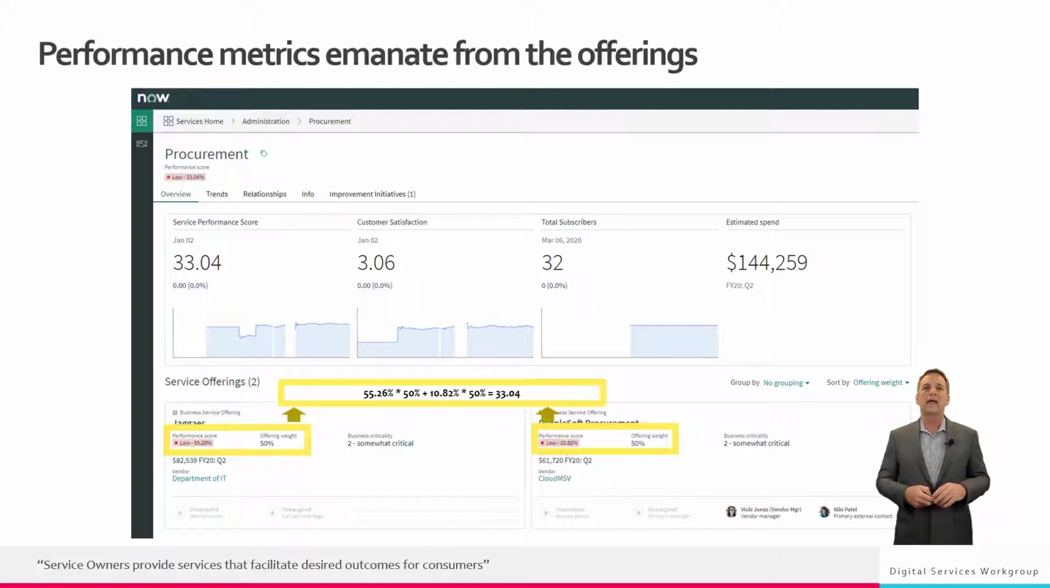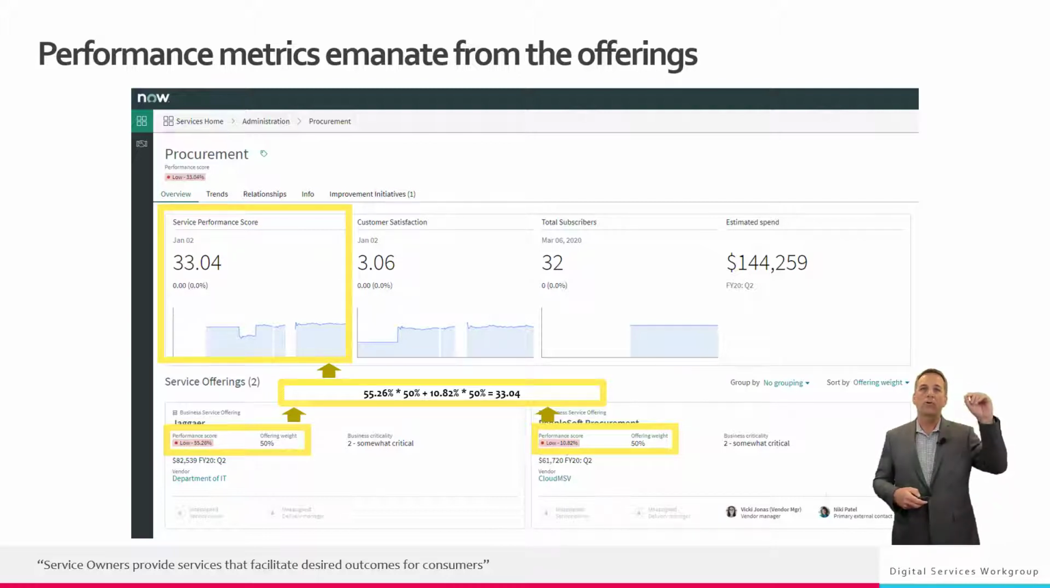The scorecard adds up the weights multiplied by the scores. In this case, the score would be 33.04, and that would be the combined score of those two different offerings underneath. Like I said, if there were up to 10, that would just be the same calculation that they would use, which is the same score that's shown in the parent.